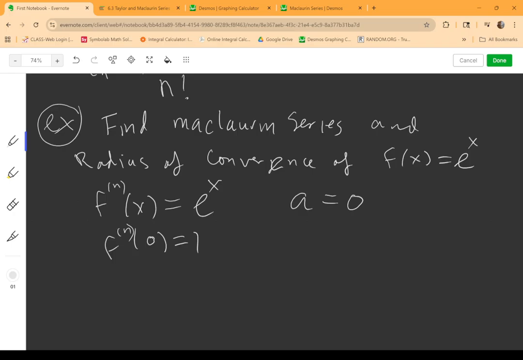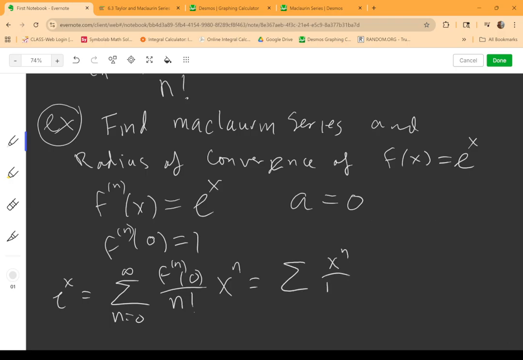Okay. All right, so now e to the x can be approximated using the power series. The formula is f to the n of 0 over n factorial, x to the n, summed from n equals 0 to infinity. That numerator is just 1, so we get x to the n over n factorial, where n goes from 0 to infinity.